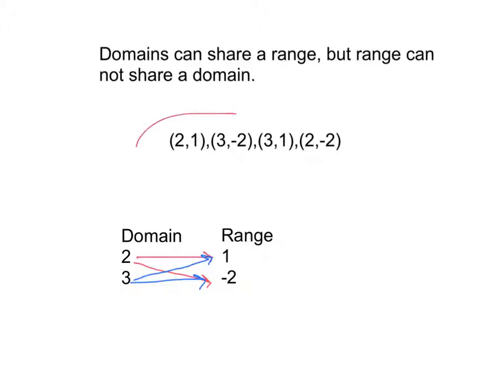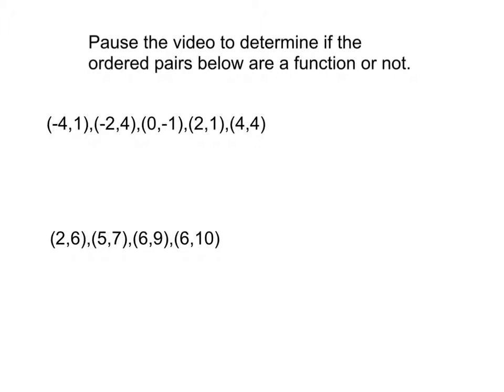So if we're looking at the set of ordered pairs right here, we have 2, 1, 3, -2, 3, 1, and 2, -2. So when we create our domain and range chart and we map them out, you can see that 2 pairs up with 1 and -2, but 3 also pairs up with 1 and -2. So the range is actually shared between the 2 and the 3. And so therefore, we would not identify this as a function. Pause the video to determine if the ordered pairs below are a function or not.